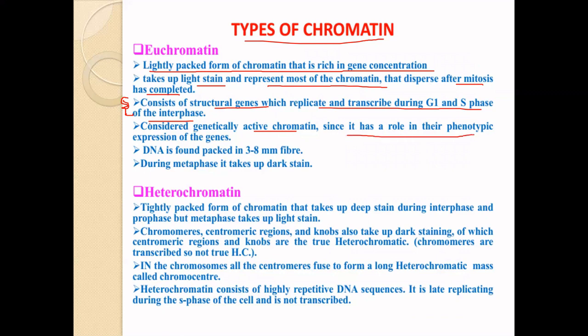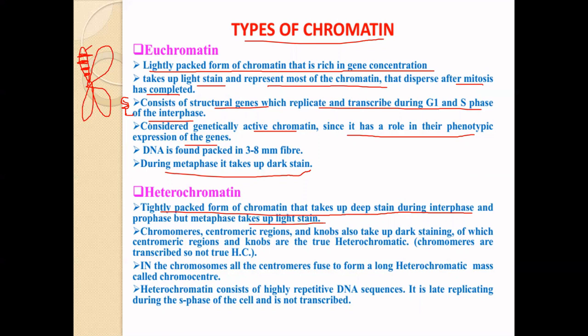Since it has a role in the phenotypic expression of the gene, if we stain DNA we may get some bands. Some parts appear as dark regions, some as light regions. Dark regions are the heterochromatin and light regions are the euchromatin. Heterochromatin is a tightly packed form of chromatin that takes up deep stain during interphase and prophase, but light stain in metaphase. So it's just the opposite.